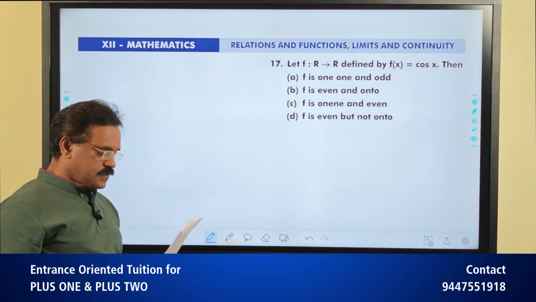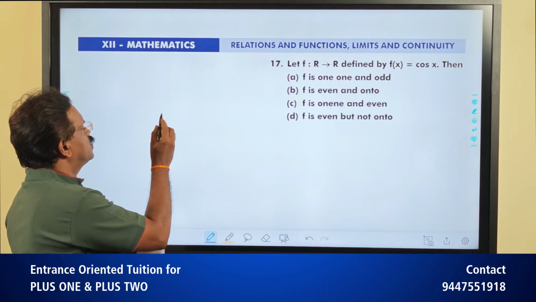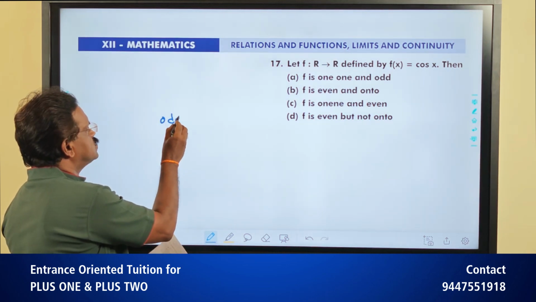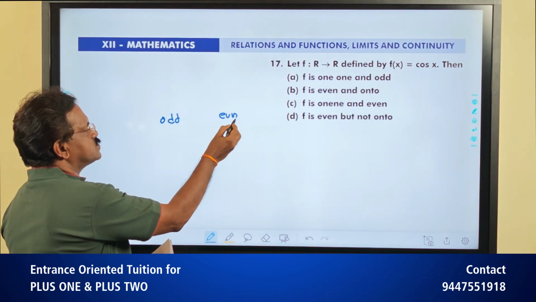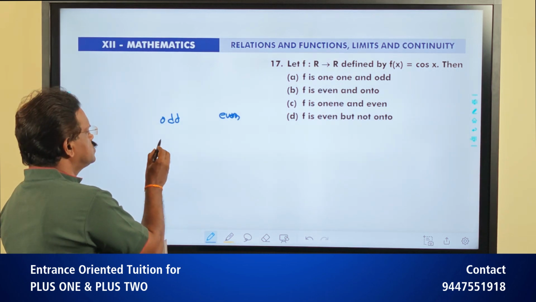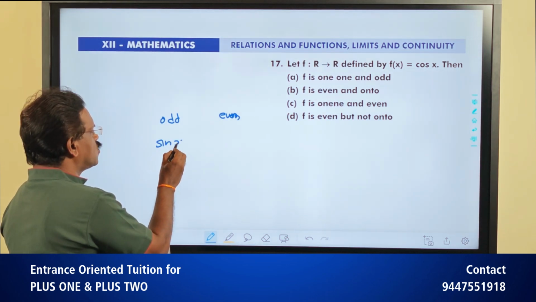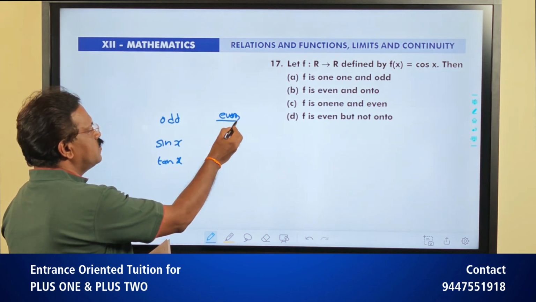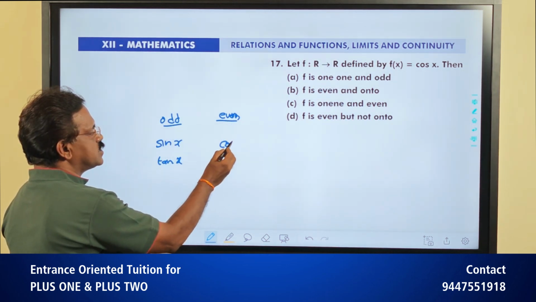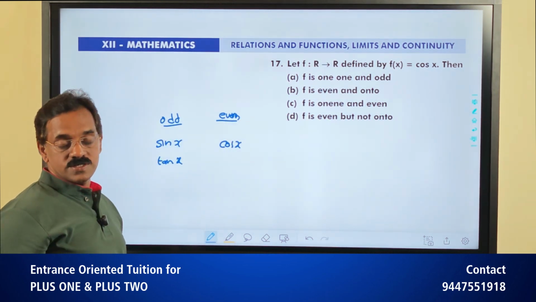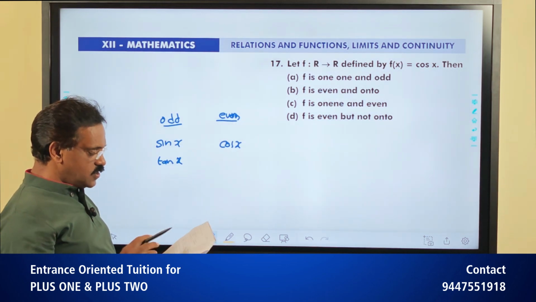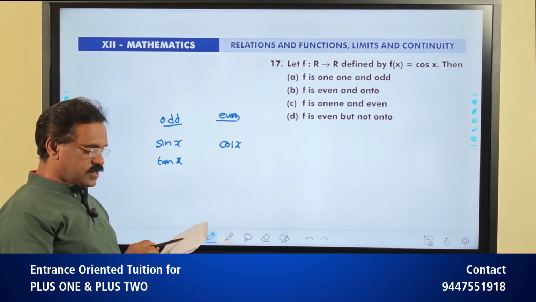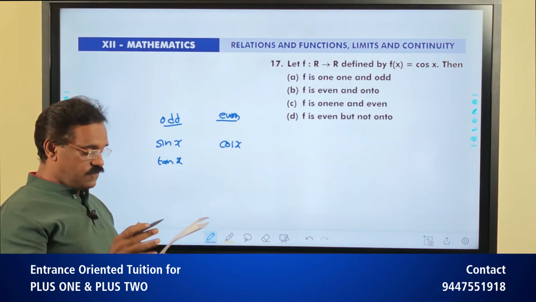Question number 17. You should know two things: odd functions and even functions. In trigonometry terms, sin and tan are always odd functions, whereas cos x is an even function. Always remember that. So here they asked what is the type of f of x. So we can say that f of x is an even function.